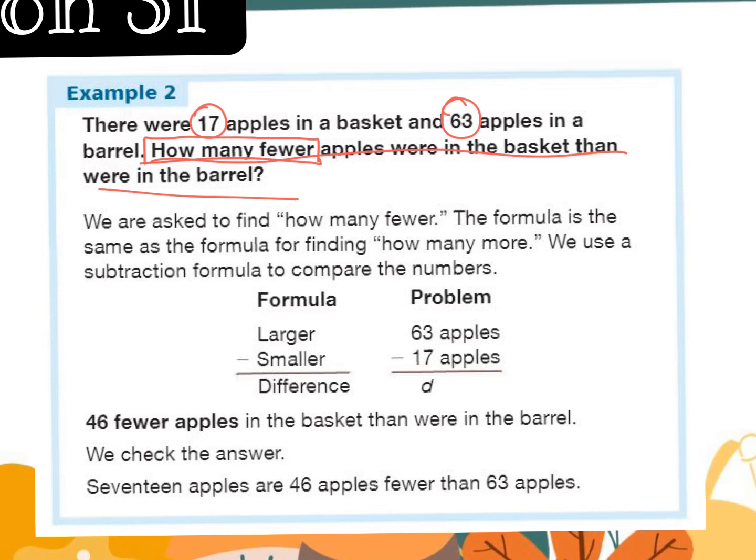So how many more was in there, but how many fewer could also be in there too. So it's subtraction. And if it's not listed there, guys, is there space where you can add in new phrases? Yes, there is, and you should. You should always add in things that pop up. So I'm going to take my larger amount again, 63 minus 17. That gives me my answer. So there are 46 fewer apples in the basket than were in the barrel.